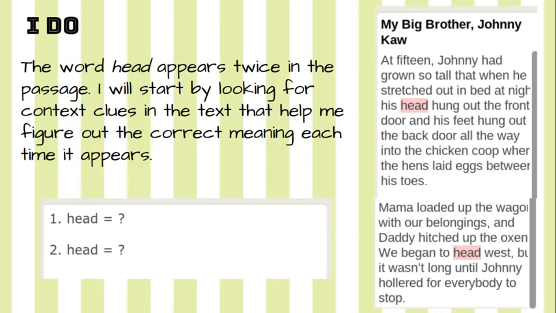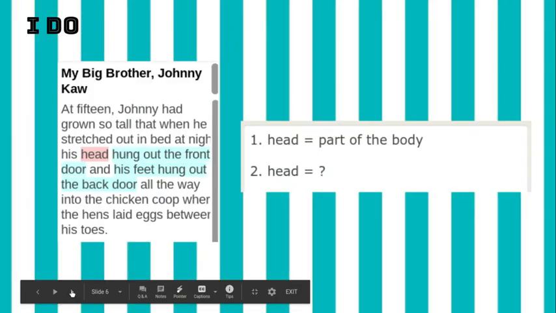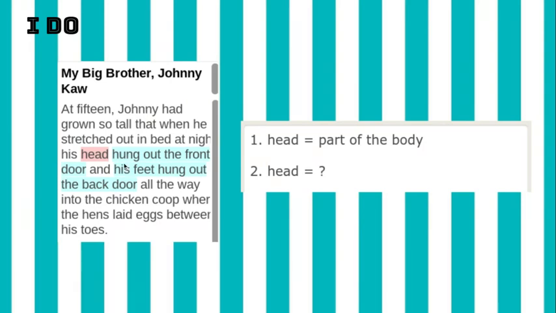So I have to think, what does head up here in the first paragraph mean, and what does it mean down here in the second paragraph? Because they're definitely not used the same. The context clues that I used are here highlighted in blue, where it says hung out from the front door and his feet hung out the back door. When it's used in relation to his feet, it sounds like it's referring to a part of someone's body.